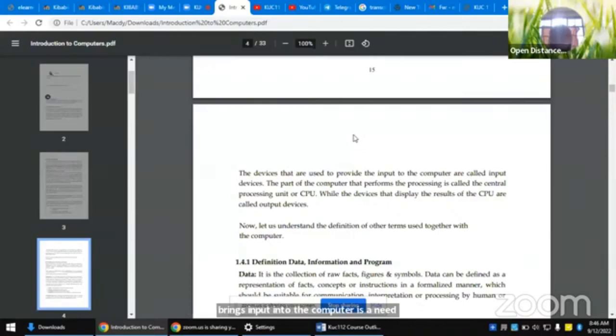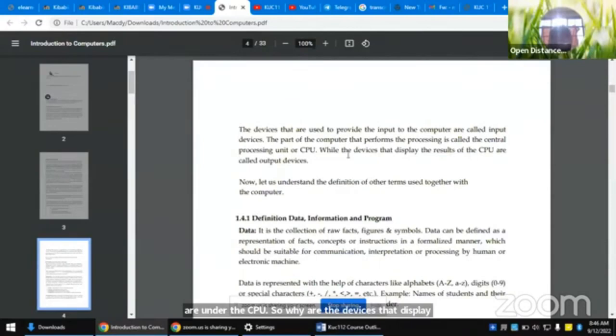So the part of the computer that performs the processing is called the central processing unit, the CPU. When we are handling the hardware, we are going to look at this section very thoroughly so that we can dissect it into all those components that are under the CPU. While the devices that display the results of the CPU are called output devices. So when we are looking at the components of the hardware, you will notice we have what we call output devices. We are going to look at input and, of course, the processing.